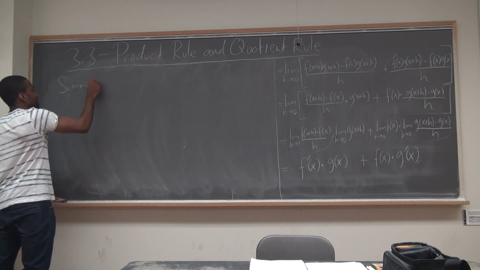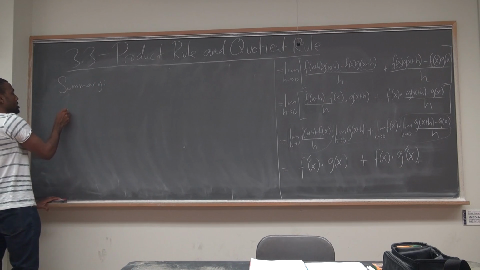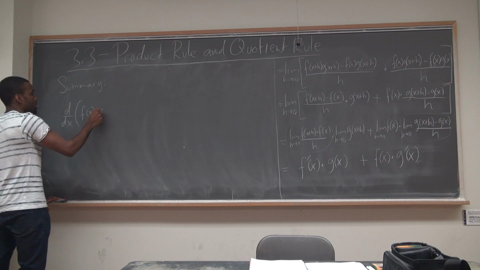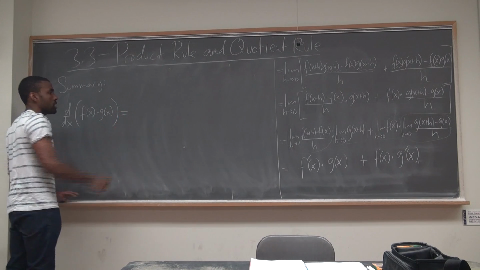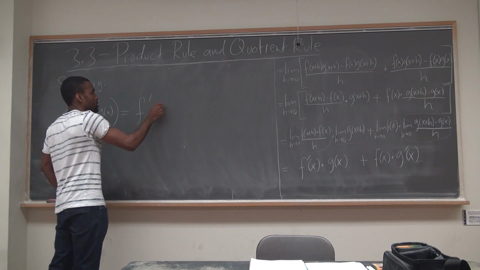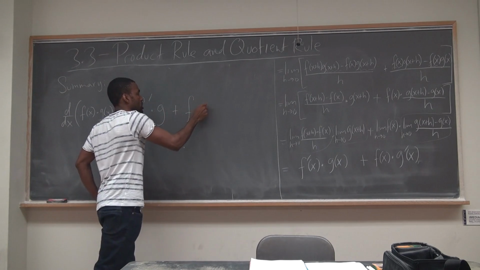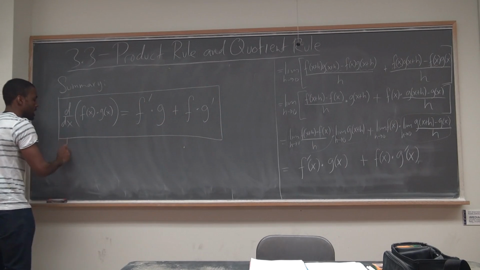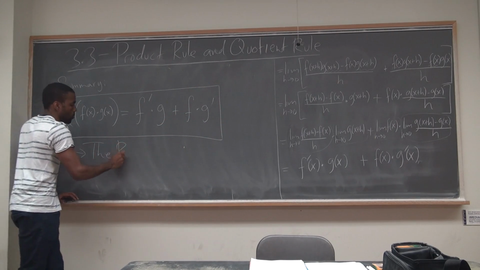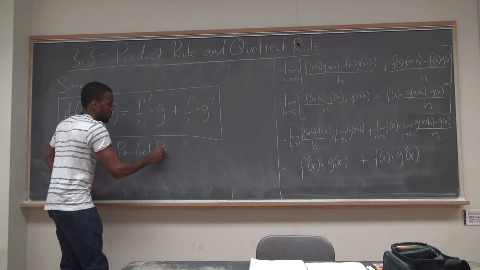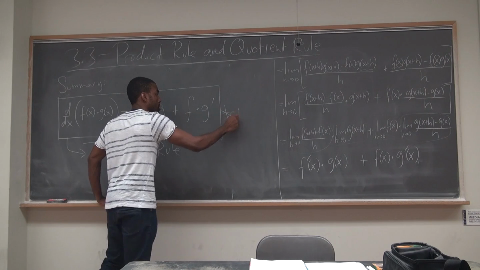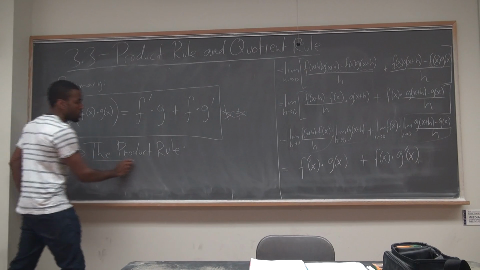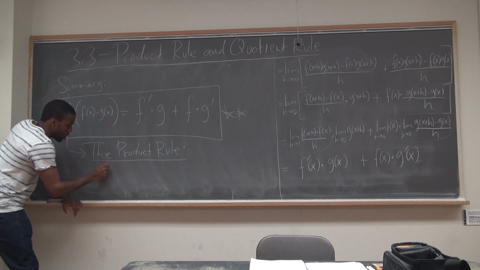Summary. If I want to take the derivative of a product, one function times another function, then that will give me the derivative of the first times the second plus the first times the derivative of the second. This is a general rule, and it is known as the product rule. And this you have to memorize. This is called the product rule, and it's used to differentiate products of functions.